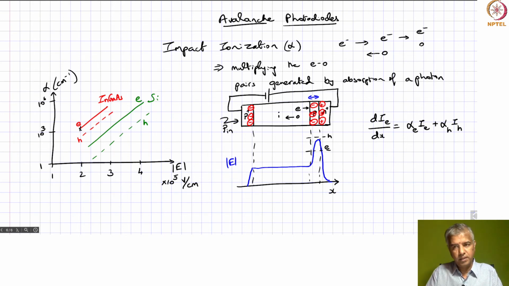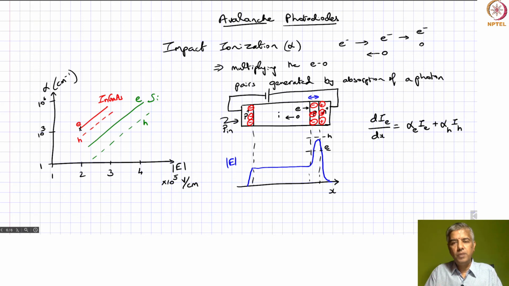Well, that would be a good thought, except for the fact that this impact ionization process is a random process. You cannot say that one electron is going to generate exactly 10 electron-hole pairs. It could be 8 at some time, it could be 12 at some time, it could be 15 at some time, or it could even be 5 at some other time, and so on. So it's actually a random process.